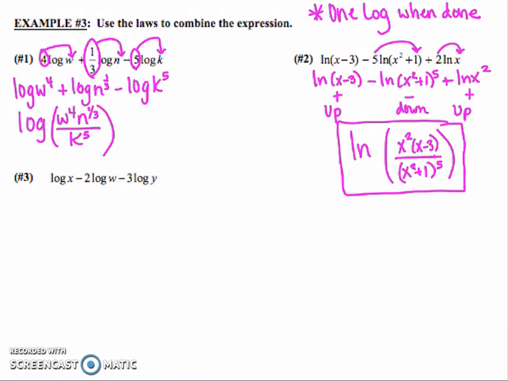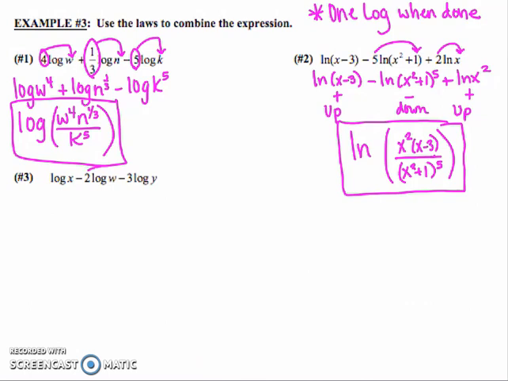I've condensed down to one log on both of these. One more example here, which I don't believe that you have in your notes. If you'd like to add it, you can. If you want to just watch for fun, that's fine, but I'm going to go through it.